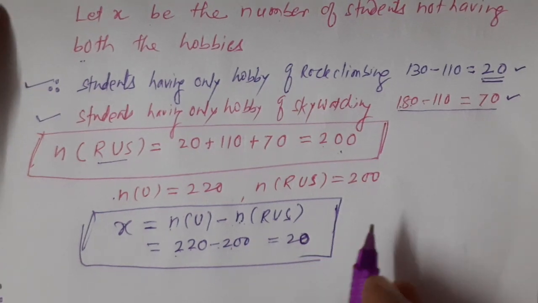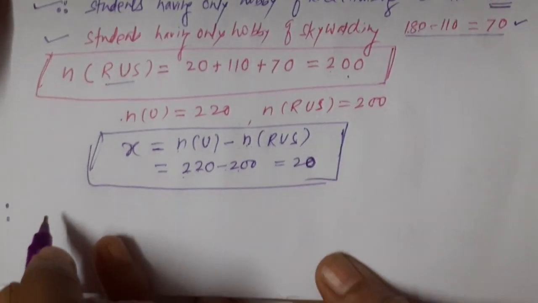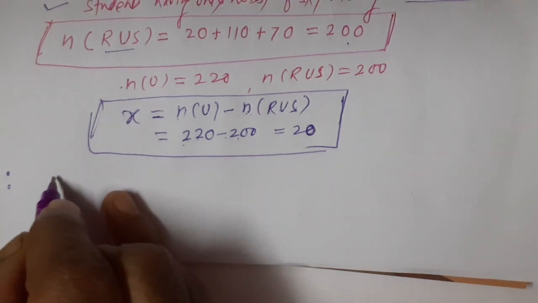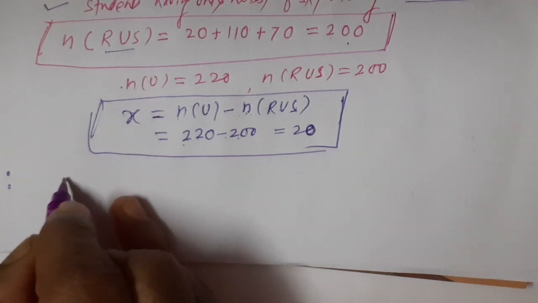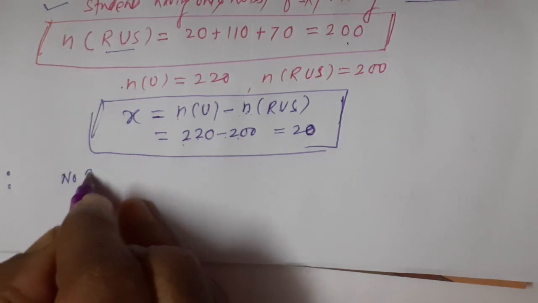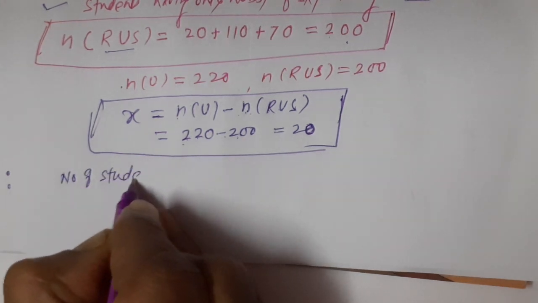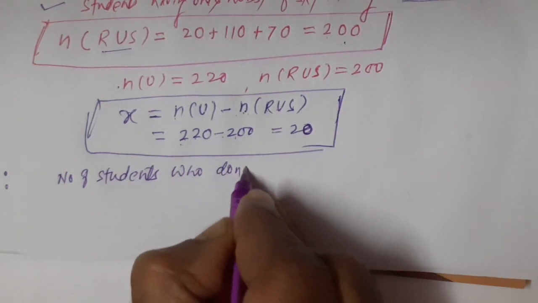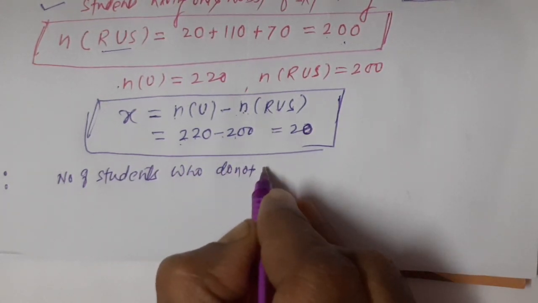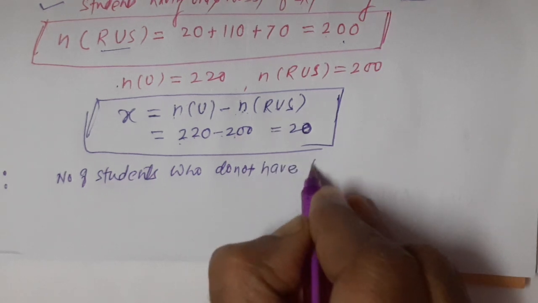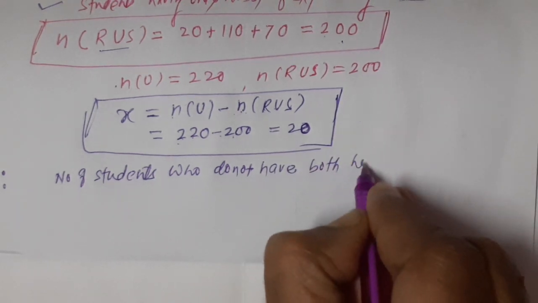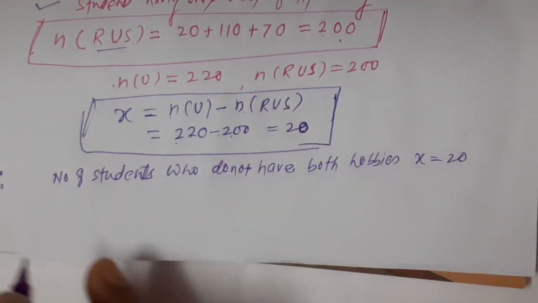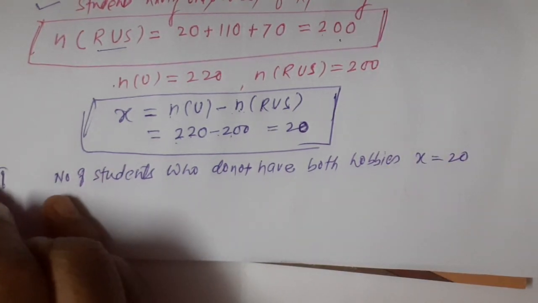So in our answer, the first is the number of students who do not have both hobbies, that is x equal to 20. This is our first answer.